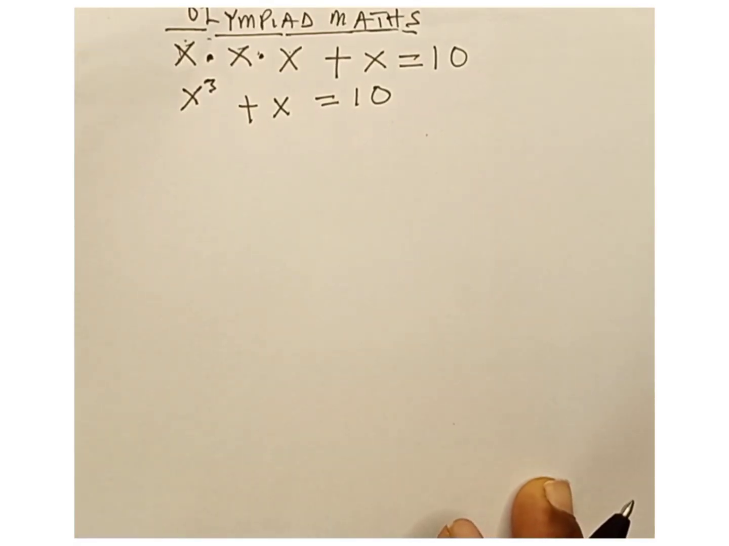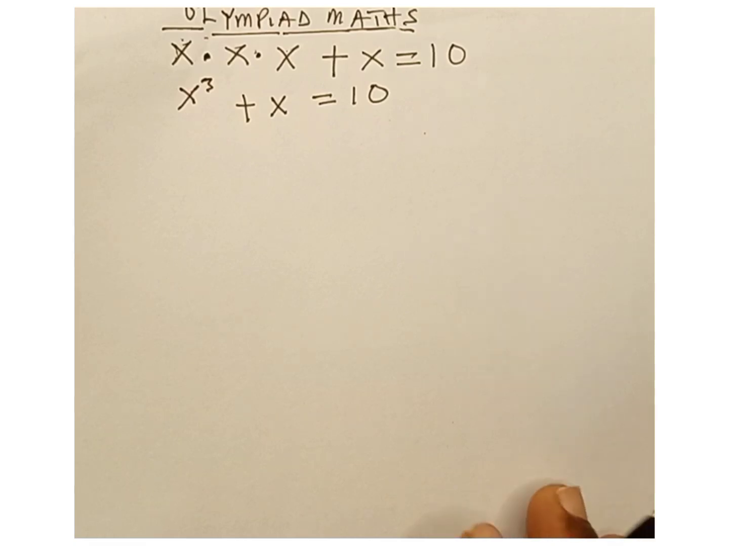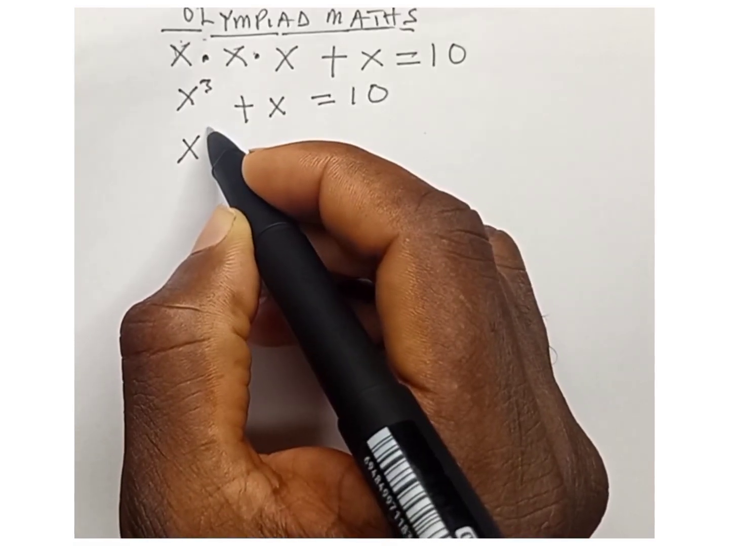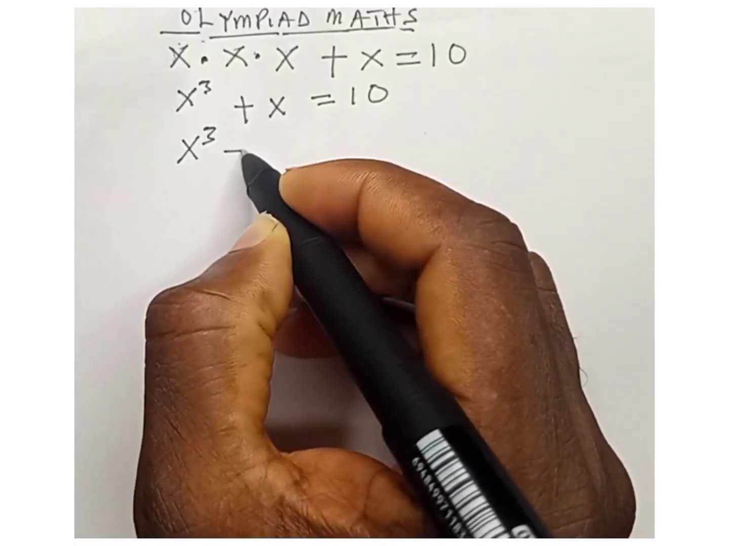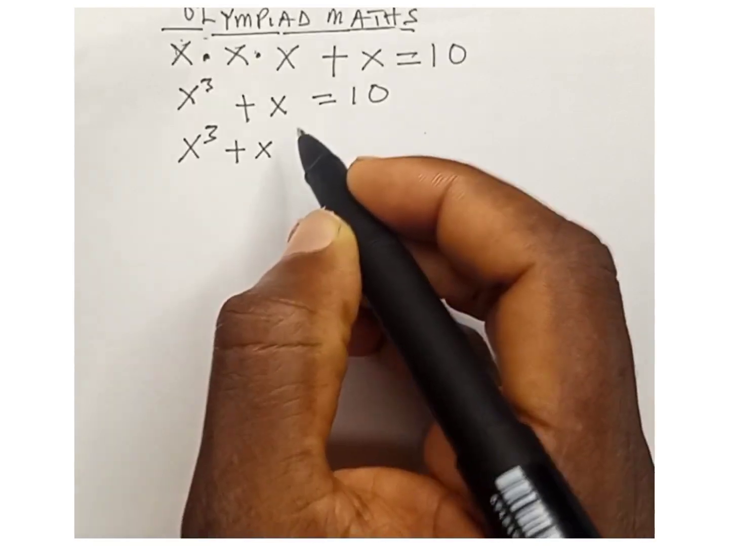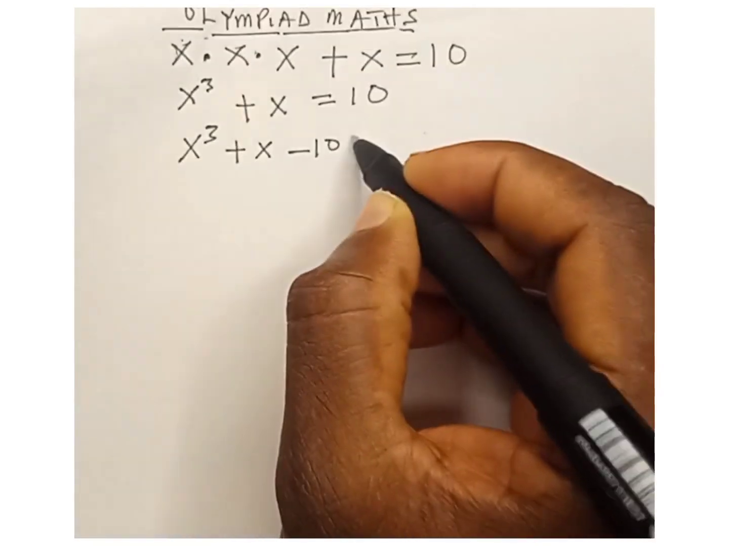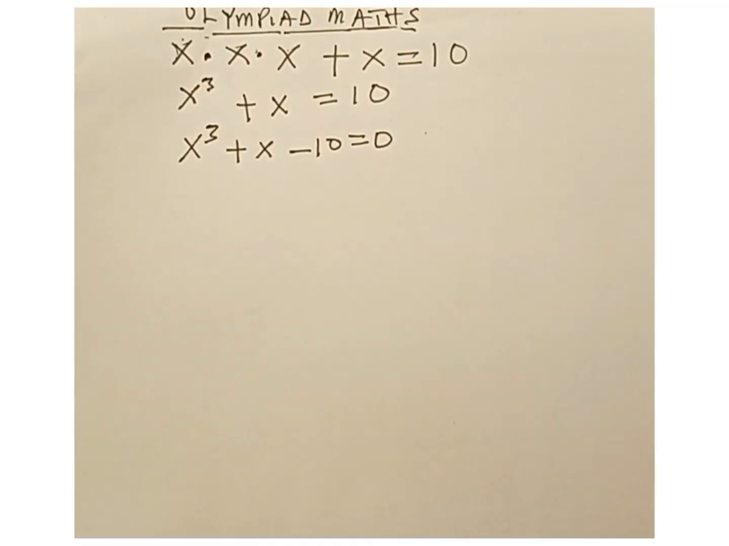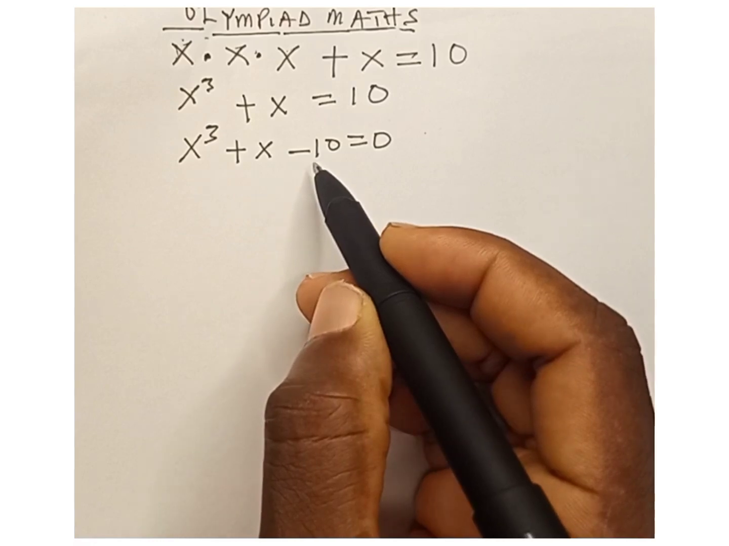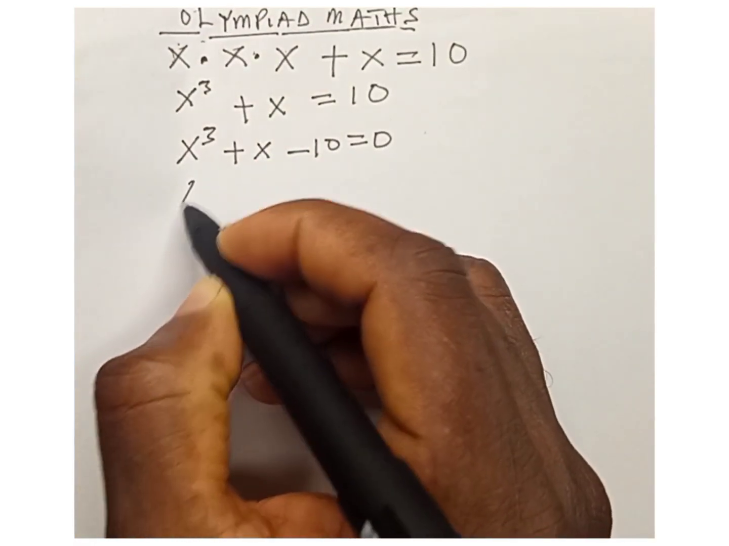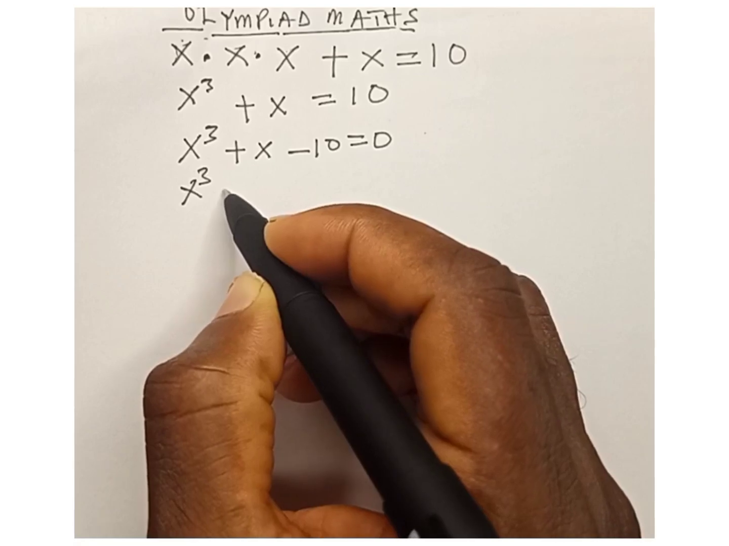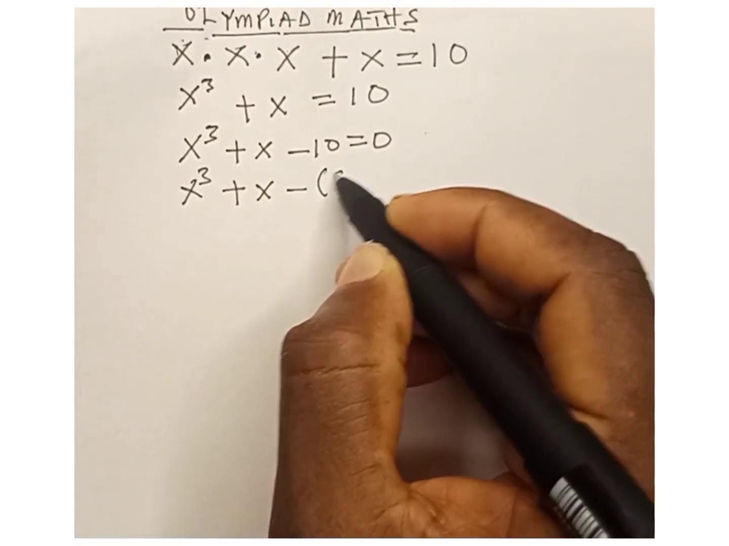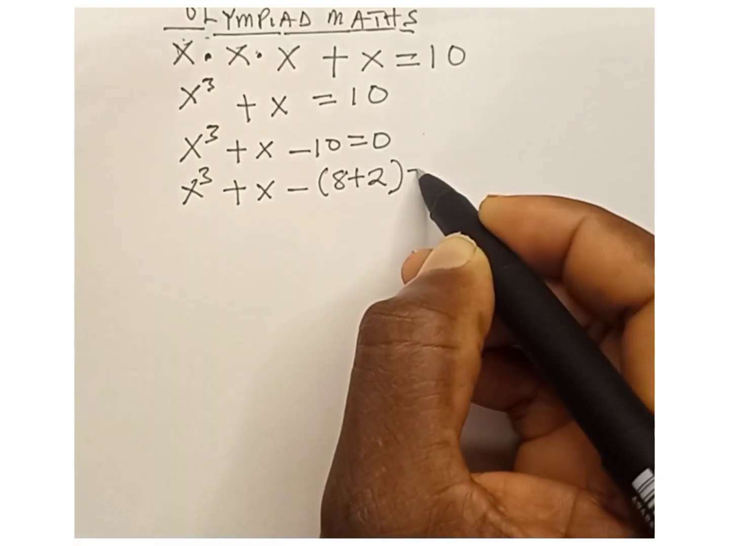So if we rearrange this, we're going to have X raised to power 3 plus X minus 10 equals to 0. But we can write this as X raised to power 3 plus X minus, you can write 10 as 8 plus 2, equals to 0.